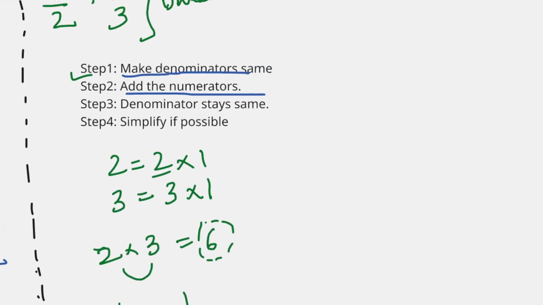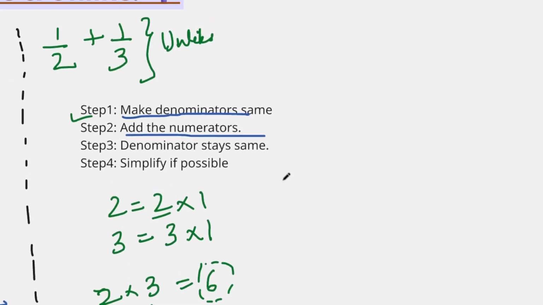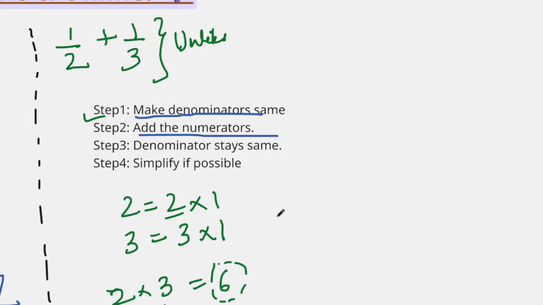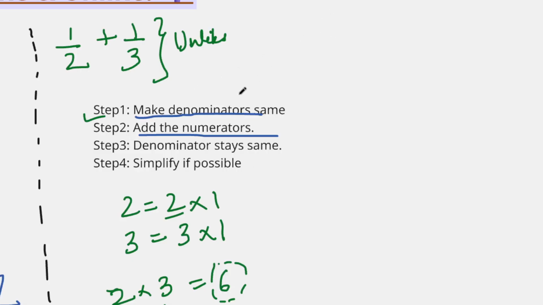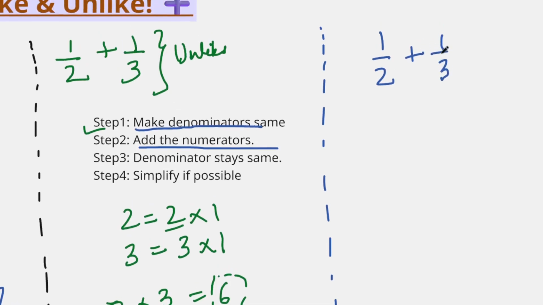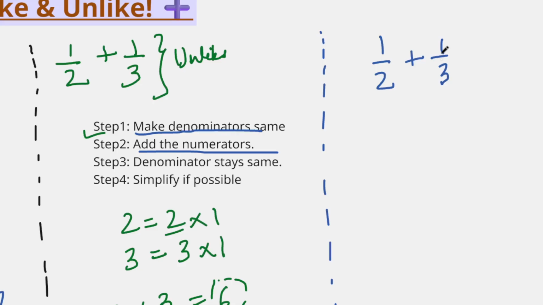Now I'll tell you another shortcut method to add such kind of fractions. It saves a lot of time when you have to do it quickly. First let me write the fractions again. 1 by 2 plus 1 by 3 we have. But you have to be very careful: when we use this method, you cannot use it in every addition.